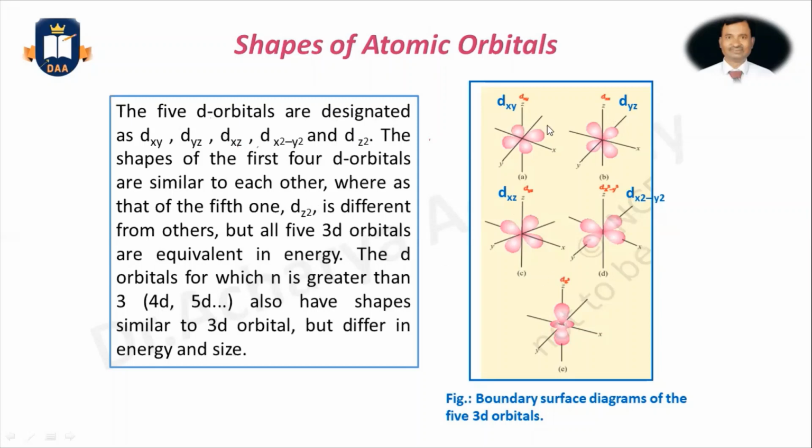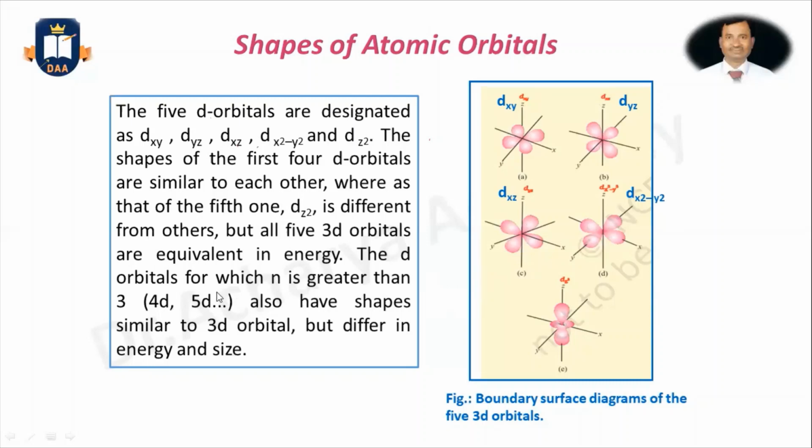So here all these 4, that means xy, yz, xz, and x square minus y square, these d orbitals are similar in shape to each other. You can see that all are similar: dxy, dyz, dxz, and dx square minus y square have the same shape. But dz square, the 5th one, is different from the others. But one thing we have to remember is that in case of energy, for all 5 d orbitals, the energy is equivalent.